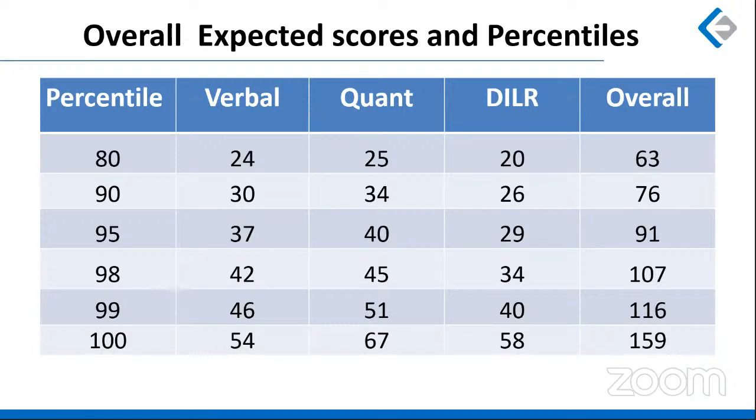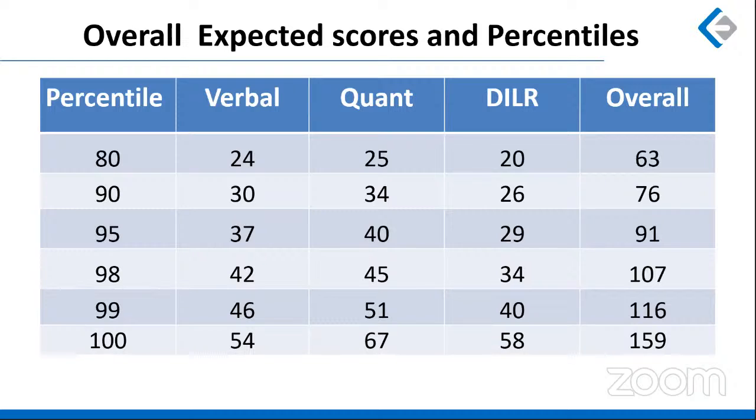For an overall 100 percentile, the score should have been 159 marks. 159 in your 2 hours. Yes. 99 is at 116, 98 at 107. 107 is 98. 91 marks for 95 percentile, and of course 76 for 90. 76, nobody should target anything less than 90 percentile.